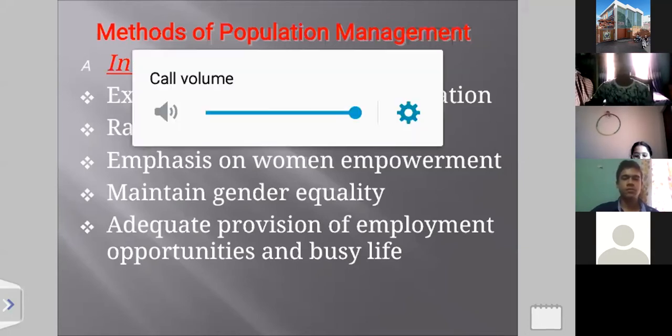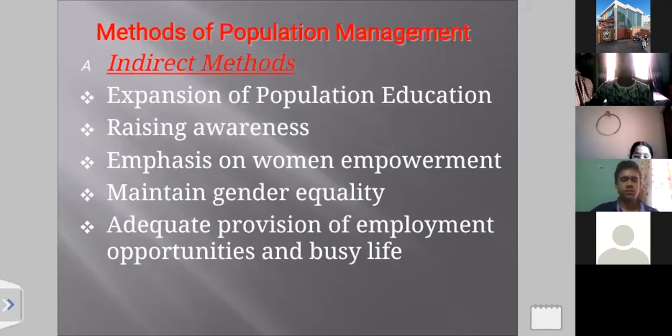Sir, male and female are like two sides of the same coin. So to manage the population, male and female should be equal, there should be no gender inequality. And for women empowerment, we have to make women employed, and we have to give education to them. Okay, very good answer.